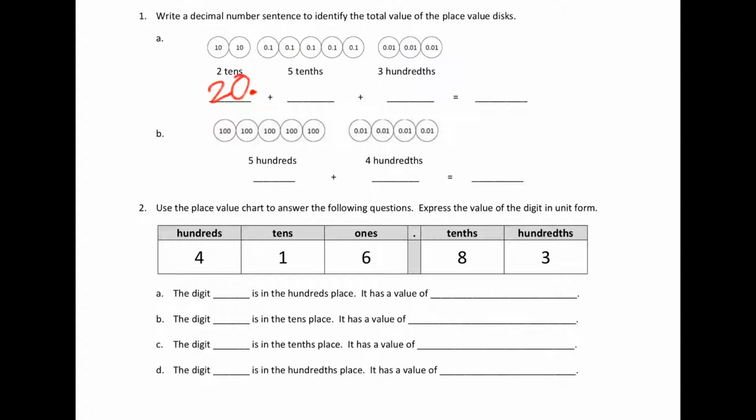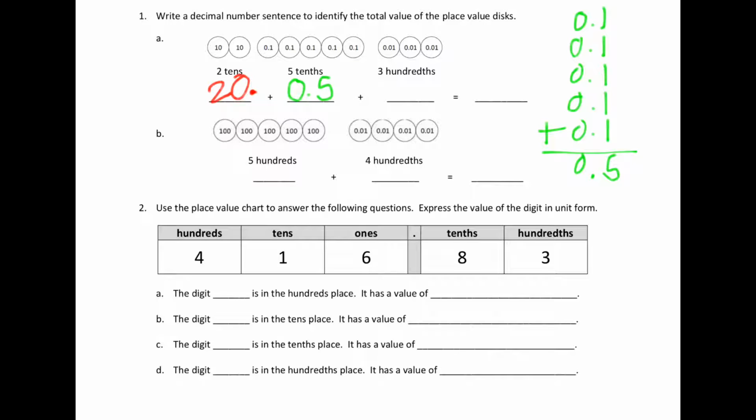Now we're going to move on. We have tenths discs, and we have 5/10. When we add that all together, take a look over here. These are my tenths discs, and there's 5 of them. When we add it all together, it equals 0.5.